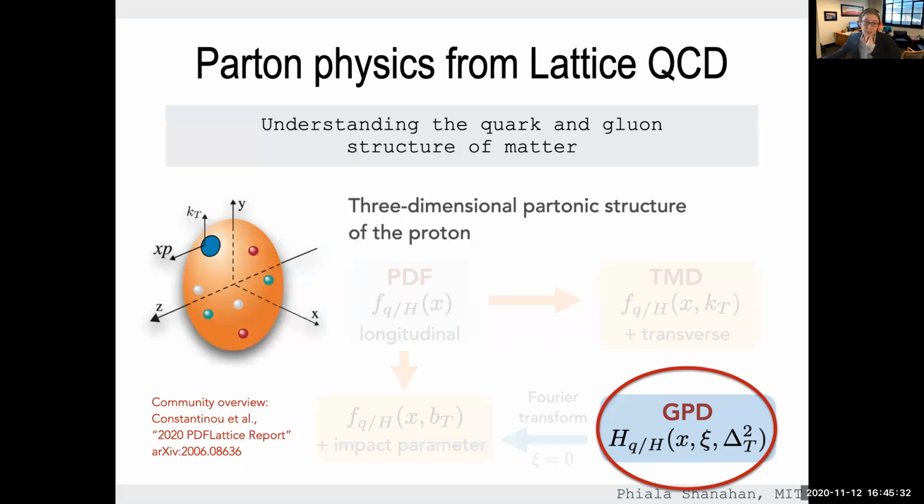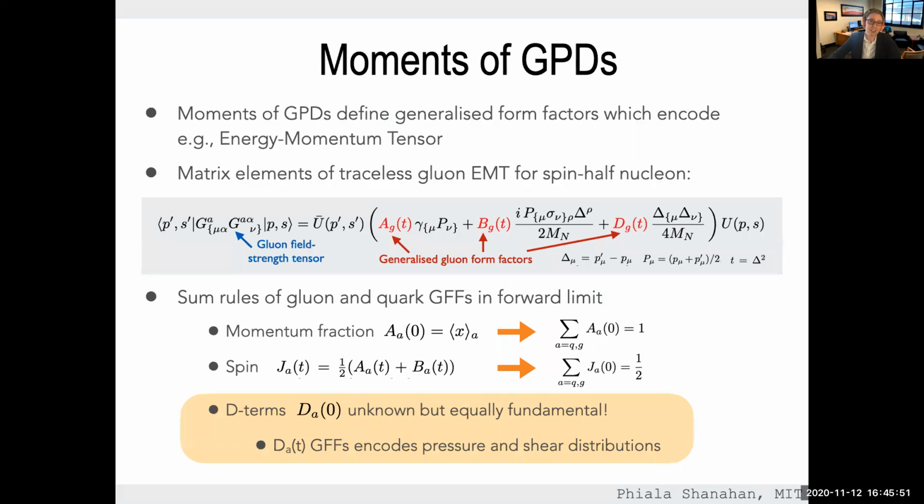And then we can come back and say, well, what about the generalized Parton distribution functions? And again, I can give a nice example here. Like we thought about the moments of the Parton distribution functions, we can think about the moments of the generalized Parton distribution functions. And what these describe are generalized form factors which encode, for example, matrix elements of the energy momentum tensor. So the moments of the generalized Parton distribution functions give us these generalized form factors.